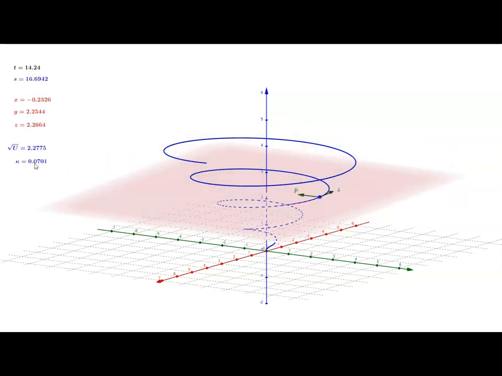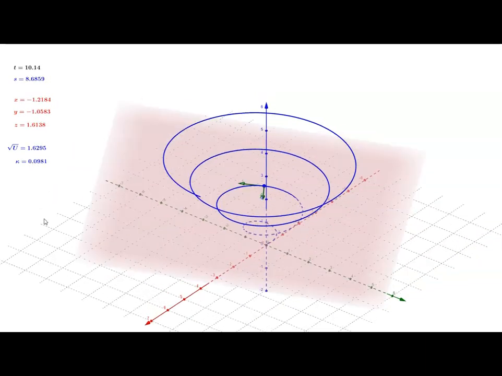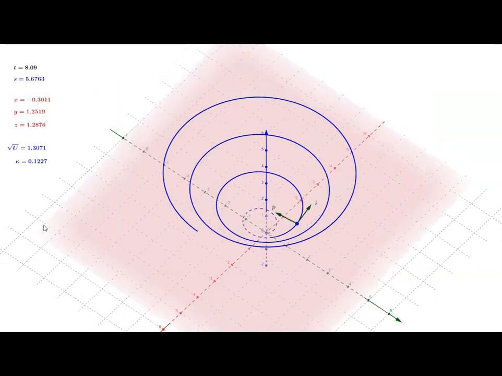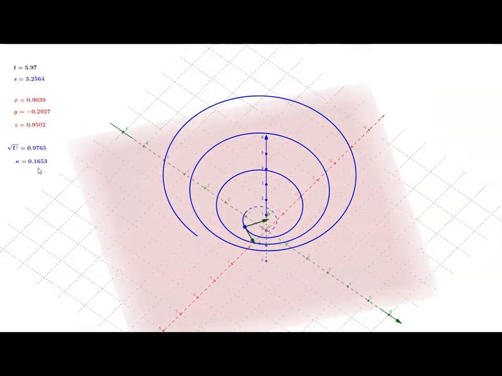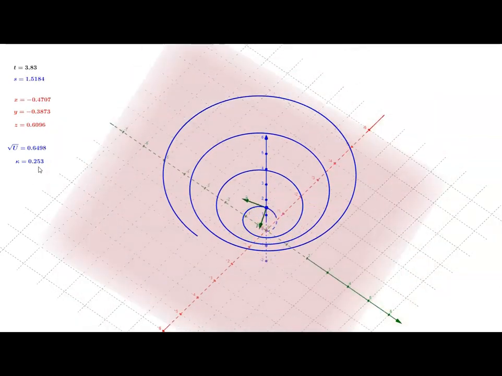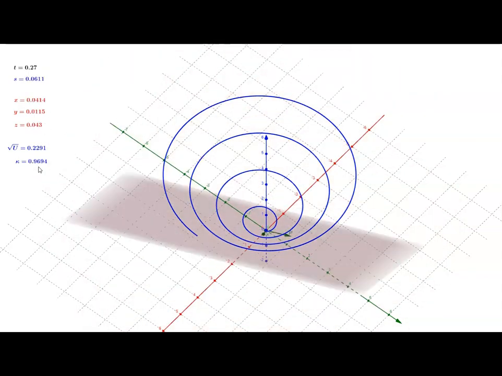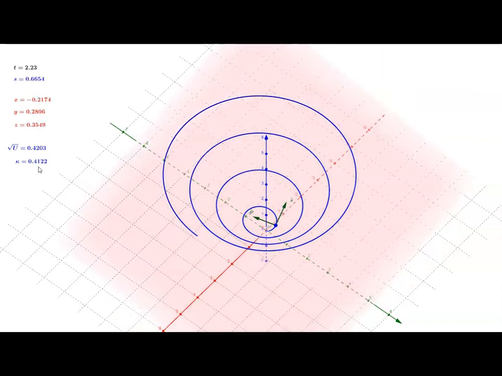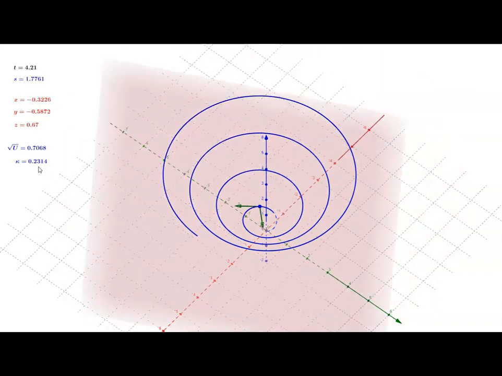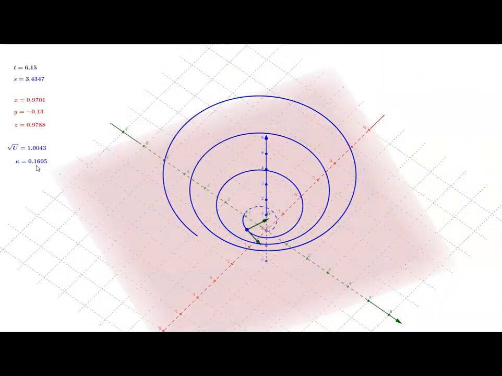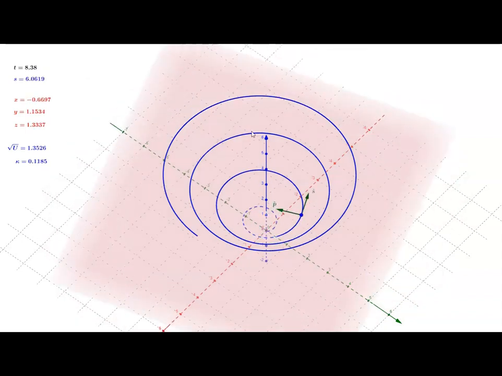This is the numerical value of the curvature as it's changing along the curve. Notice near the origin, the curvature is greater than it is as it moves out. As it extends outward, the spiral is sweeping in larger and larger sweeps, and therefore the curvature is getting less and less as it moves into bigger and bigger circles here.